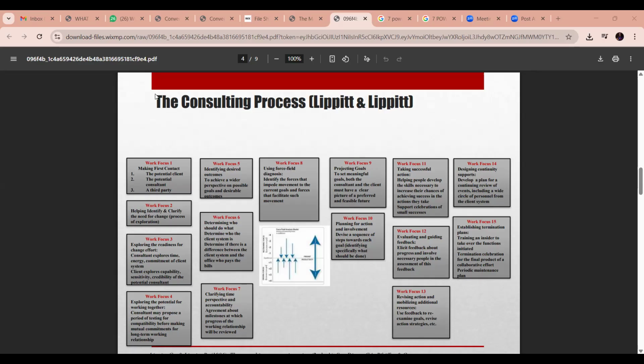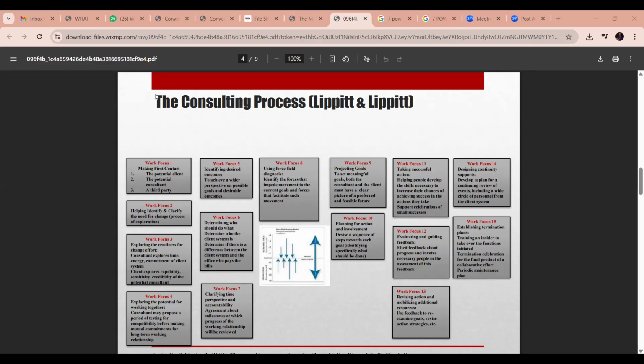Then 5 is, what are the desired outcomes? What would you like as the end result? It's like asking what the objectives are. What do you want to solve? What would you like to see at the end of this exercise? Then work focus 6 is determine who does what. What would you do as a consultant, and what would the client do? That's 6. Then 7 is allocating time to what each person will do. And then 8 is very, very important.